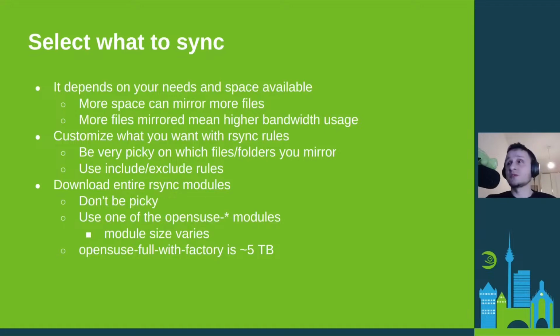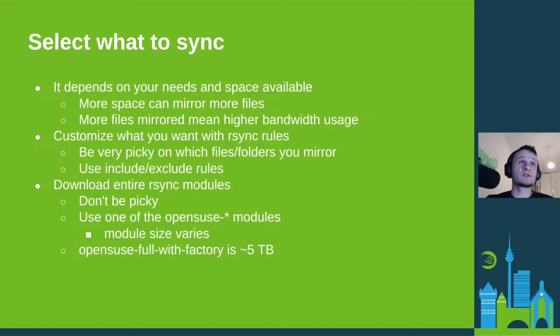You can also create rules to ignore certain architectures, because for users sometimes it doesn't really make sense to have all the architectures available. Most users will be either on x86 or on ARM64. So you can create different rules. You can also exclude packages or other things if you don't want them. You can create custom rules for that. If you don't want to be picky, it's possible to fetch entire rsync modules.